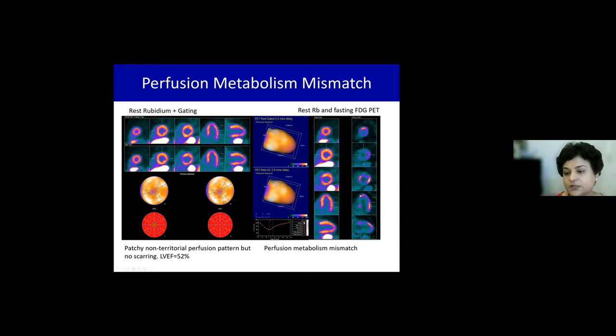And this is a classical perfusion metabolism mismatch pattern that we are trying to look for to identify cardiac sarcoidosis. It has been shown to be a good way of confirming that this is more of a sarcoidal pattern than any other underlying pathology.